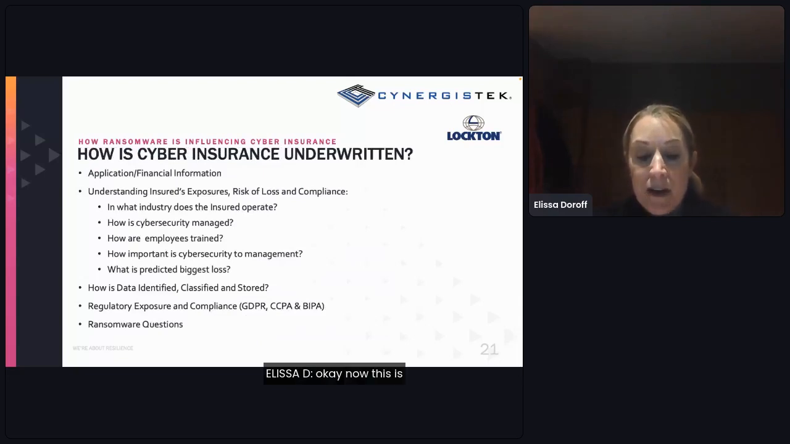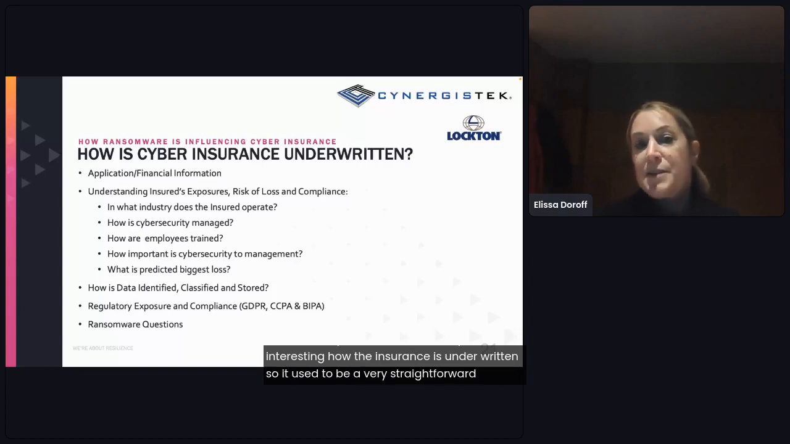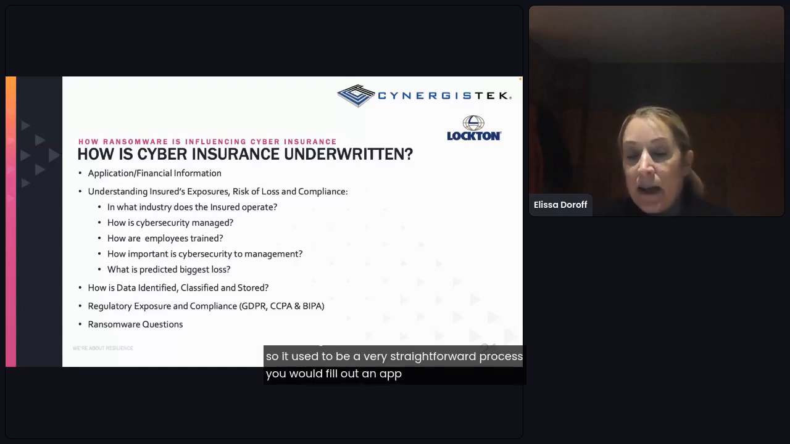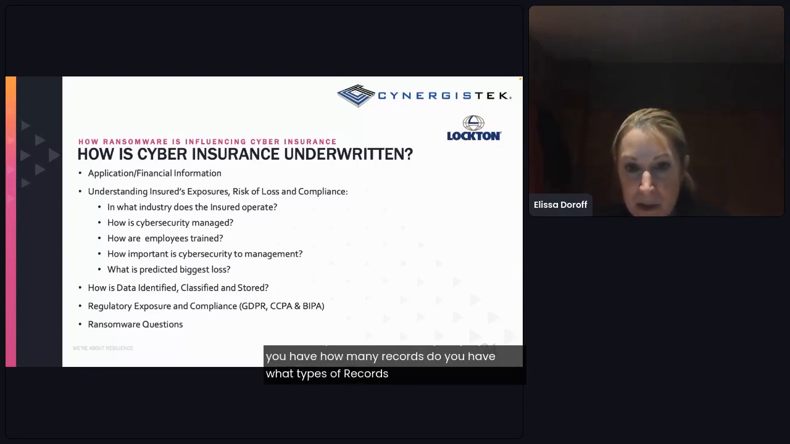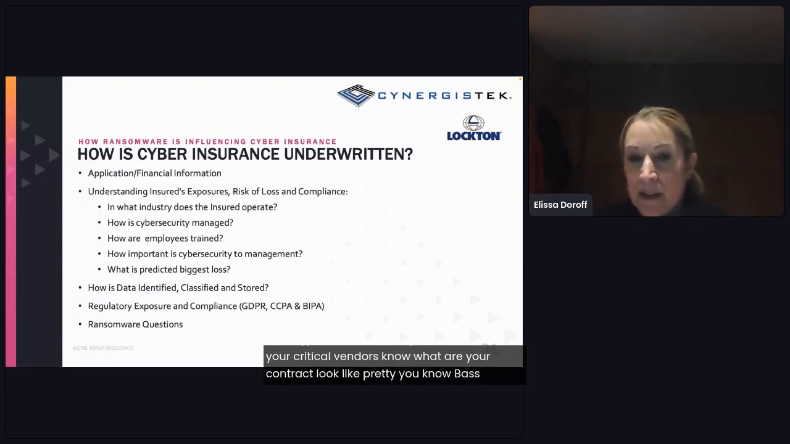Okay, now this is very interesting, how the insurance is underwritten. It used to be a very straightforward process. You would fill out an application that would ask, how many employees do you have? How many records do you have? What types of records do you have? Who are your critical vendors? What do your contracts look like? Pretty basic questions, your revenue, your industry.